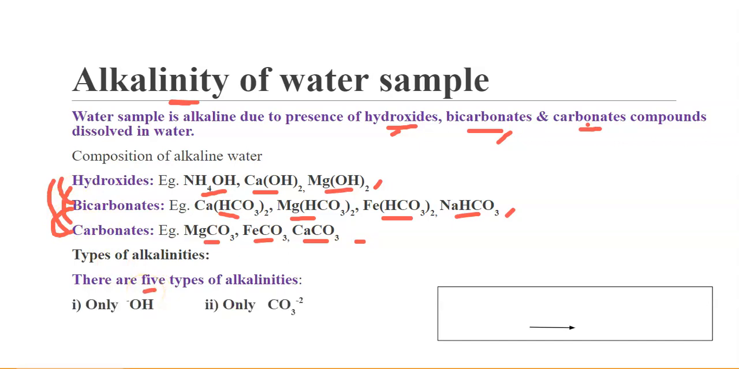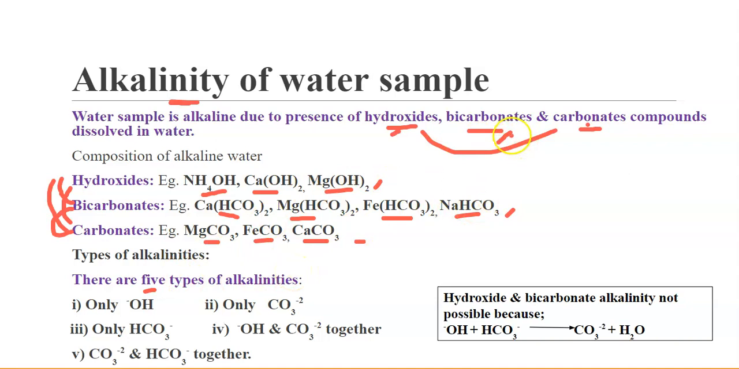So which are they? First is only hydroxide alkalinity. Second is only carbonate alkalinity. Third is only bicarbonate alkalinity. Fourth is a mixture of hydroxide and carbonate alkalinity. So hydroxide and carbonate can be present together. Another type which is present is carbonate and bicarbonate alkalinity. Hydroxide and bicarbonate alkalinity is not possible.